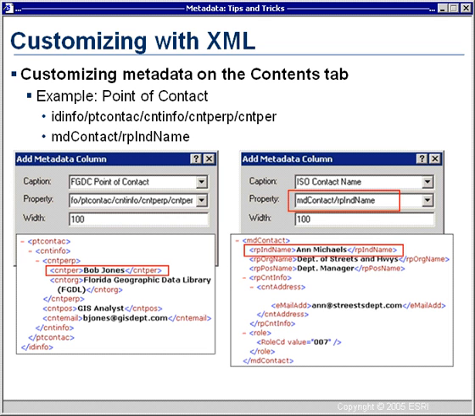Now on the right side of the graphic, you see comparable ISO XML for point of contact information. Notice that the FGDC metadata element names appear all in lowercase, while ISO element names appear in a mix of lower and uppercase, sometimes referred to as camel caps.